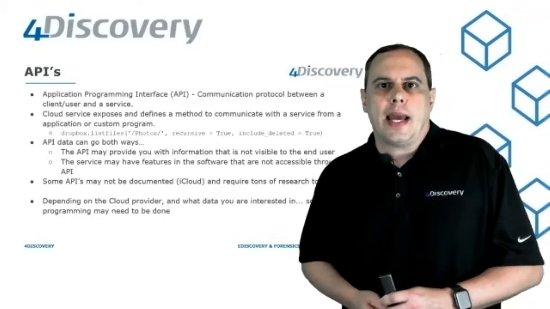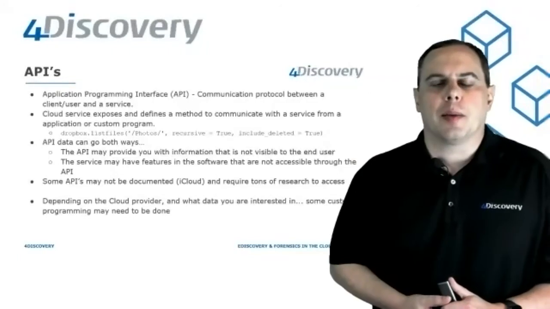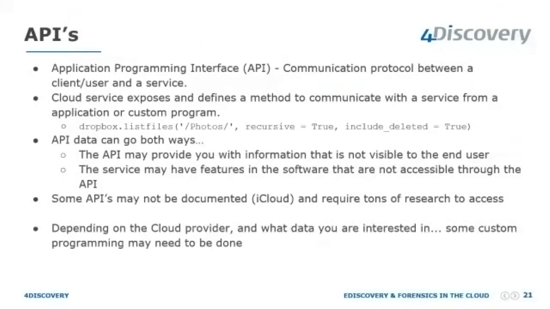Another good way to access this data is through something called an API, or an application programming interface. This is really a way that you or a piece of software or a client can communicate to a cloud service provider and exchange information. It's usually in some sort of programming language. Sometimes the language doesn't matter, but there are different methods that you can use.